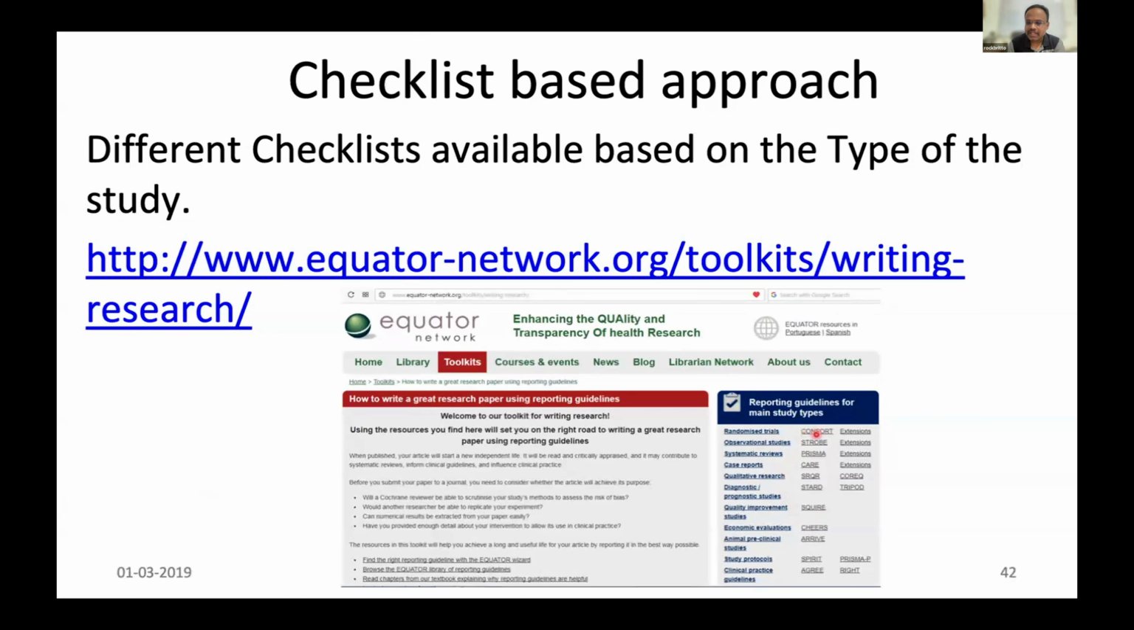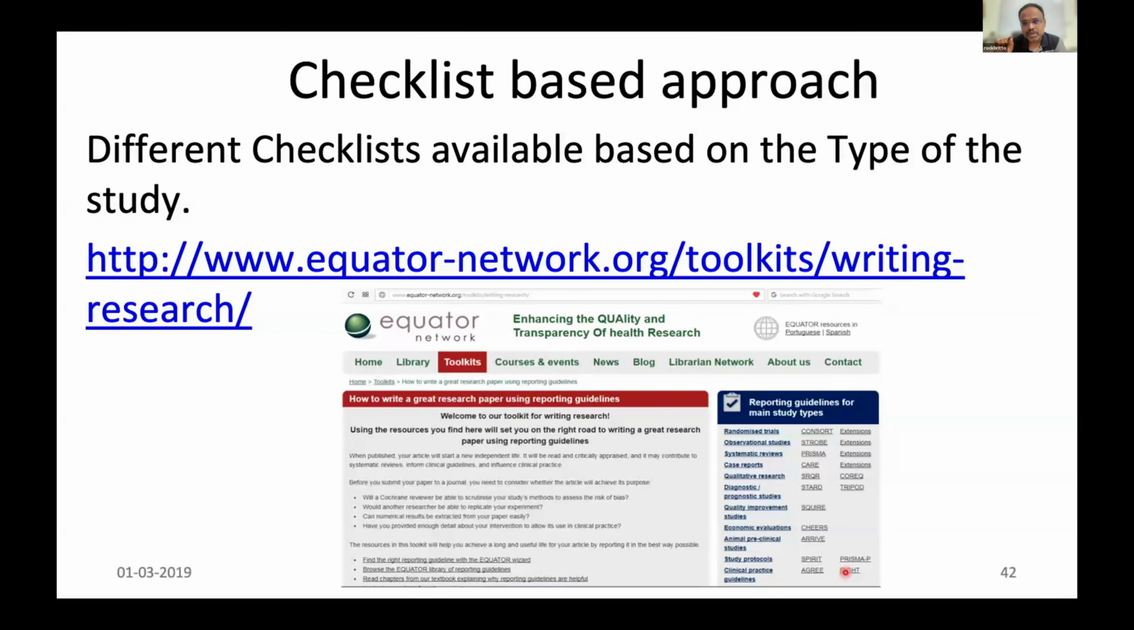So randomized controlled trials, CONSORT; observational studies, STROBE; systematic reviews, PRISMA; case reports, CARE guidelines. We have NICE guidelines also. If you go to the extension or click on case reports, you will get the guidelines also. Qualitative research, we have COREQ guidelines, SRQR guidelines; diagnostic or prognostic studies, STARD guidelines and TRIPOD guidelines. STARD guidelines, I'm going to show now. Right now we have economic evaluations, CHEERS guidelines; animal studies, ARRIVE guidelines; study protocols, SPIRIT guidelines; clinical practice guidelines, AGREE and RIGHT. All are freely downloadable at equator-network.org.